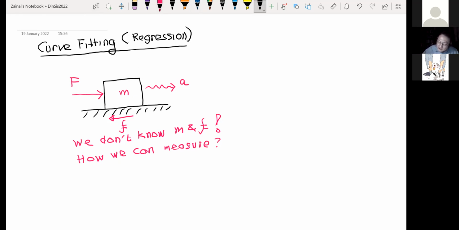So, this one, the second law of Newton, sigma F is equal to M multiplied by E. Right? And then what you do? This one is equal to force minus friction is equal to M multiplied by E.